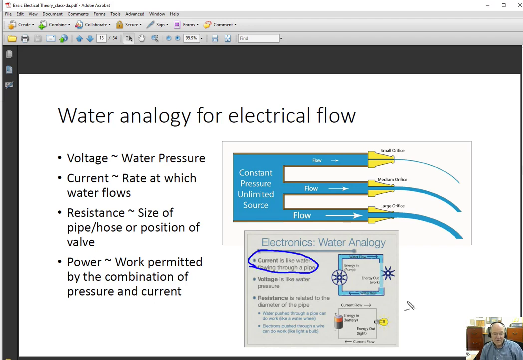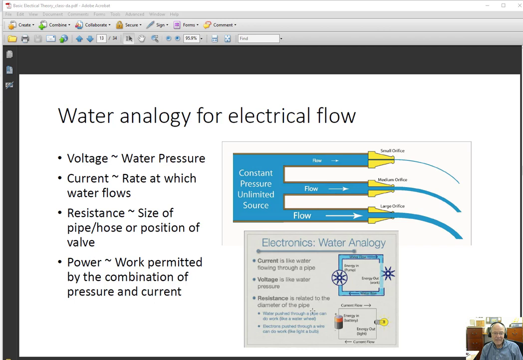So if you look at right here, current is like water flowing through a pipe. So the amount of water flowing through the pipe, the amount of electrons flowing through, very similar. And by the way, like water, if you have a really, really tiny wire, you can't get a whole lot of flow. If you have a really, really tiny hose here, you don't get a whole lot of flow. The bigger the wire, the more current can go through it. The smaller the wire, the less current can go through it, just like there would be with your garden hose. And then resistance is the size of the pipe or the hose or the position of the valve. In other words, how much resistance to current flow is applied by whatever device is used to control it.